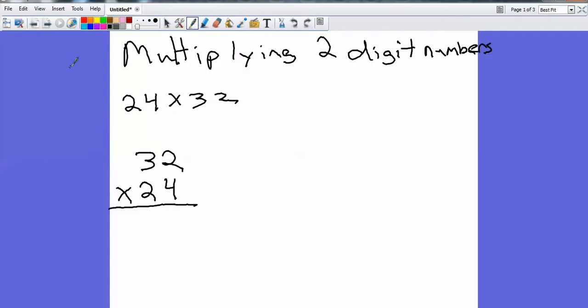Now today what we're doing is multiplying by two-digit numbers. A lot of the times when you see a two-digit number, you'll see it written like this: 24 times 32. When you're actually multiplying them, you have to put them going like this. I always put the bigger number on top and the smaller number on the bottom just because it's easier for me to do it. To start off, you do it just like when we were multiplying the one-digit number.